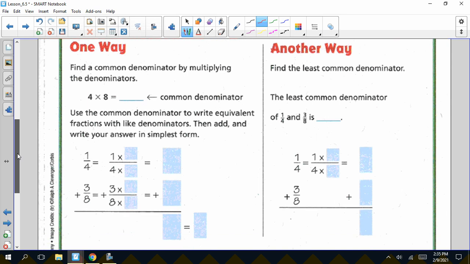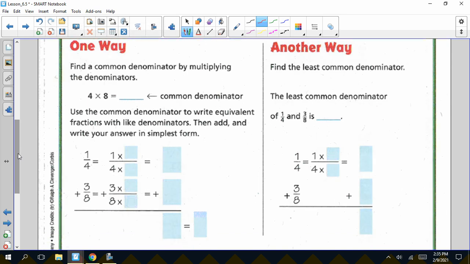Now there's two ways to find your common denominator. The most common way that we've been working is to just simply count by 4 and count by 8 until you find a number that they have in common. Well, you don't have to count very far, because if I count by 4, 4, 8, and I count by 8, I get 8. So the least common denominator of 4 and 8 is 8. So I'm going to take my 1/4 and my 3/8, and I'm going to change them to equivalent fractions that have 8 as the denominator.